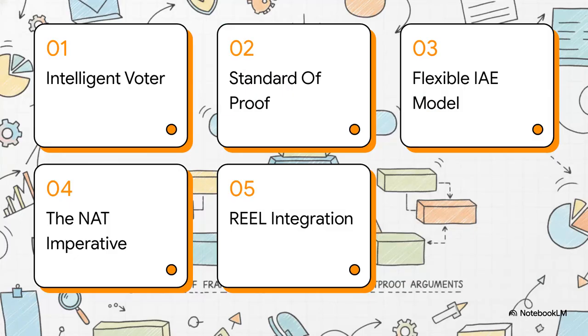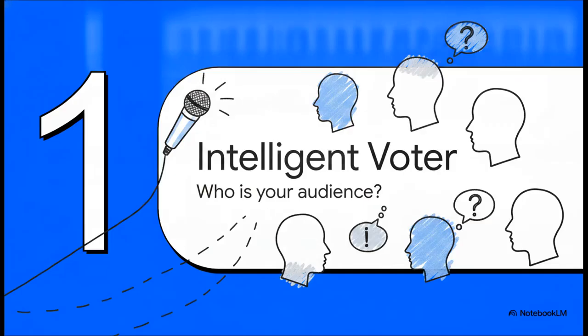Here's our roadmap for today's explainer. 1. The ordinary intelligent voter. 2. The standard of proof. 3. The flexible IAE model. 4. The NAT imperative. And finally, 5. The RAAL integration.